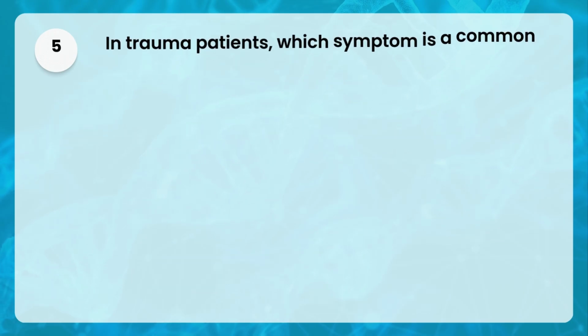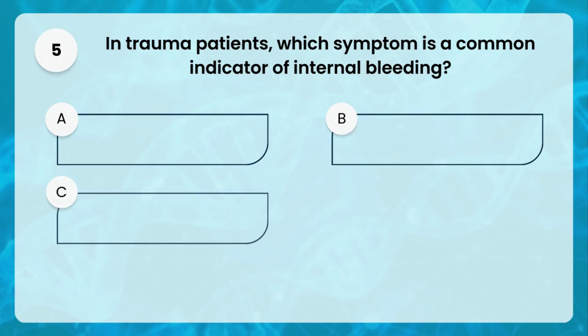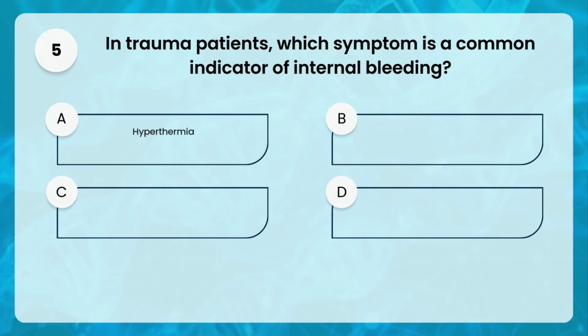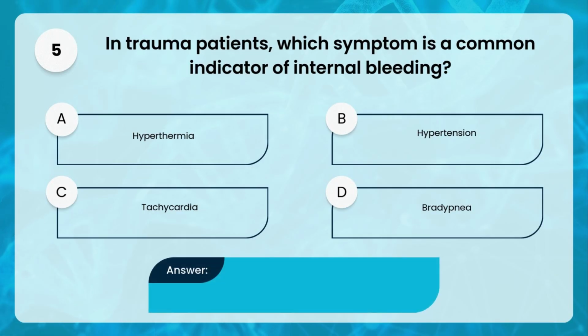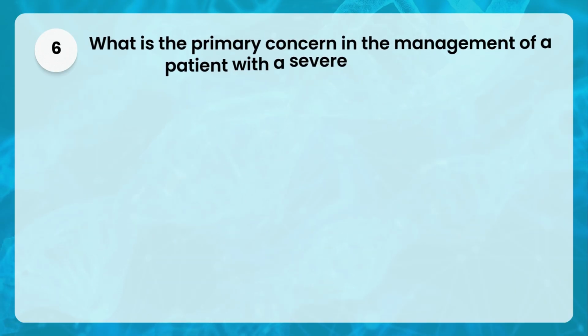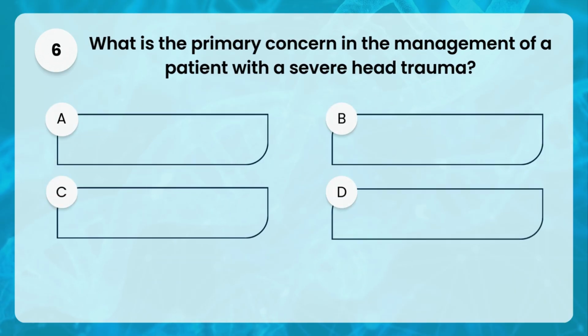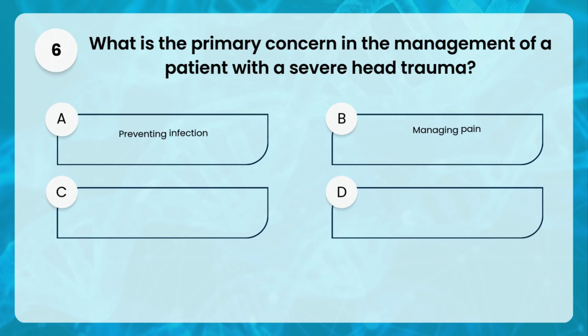Number 5. In trauma patients, which symptom is a common indicator of internal bleeding? A. Hyperthermia. B. Hypertension. C. Tachycardia. Or D. Bradypnea. The answer is C. Tachycardia.